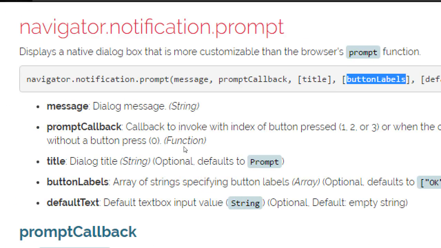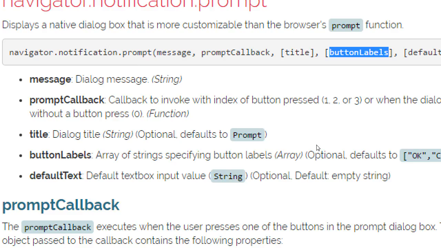And then default text input value, string, optional, default is empty string. This is like setting up a guide of what a person could type in here. I think we've seen it a little bit when we looked at basic input boxes. I believe we had default text that appears to guide the person what to type. So we can put that in. It's optional, but the default is empty.